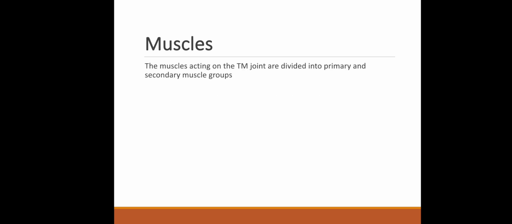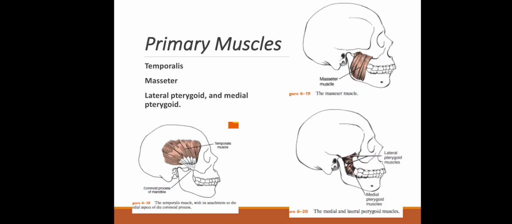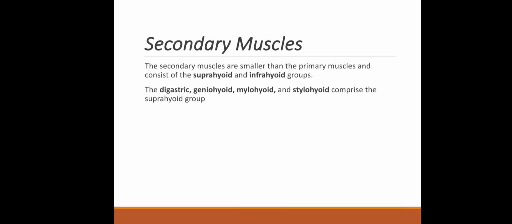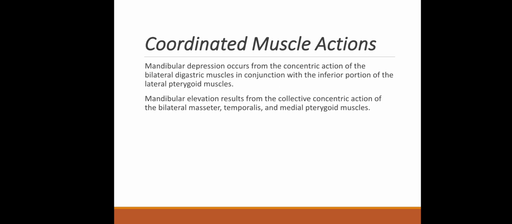The muscle action of the temporomandibular joint is divided into primary and secondary muscle groups. The primary muscle group of the temporomandibular joint is the temporalis, masseter, lateral pterygoid, and medial pterygoid. The secondary muscles are smaller than the primary muscles and include the suprahyoid and infrahyoid muscles and the digastric, geniohyoid, mylohyoid, and stylohyoid, which compose the suprahyoid group.